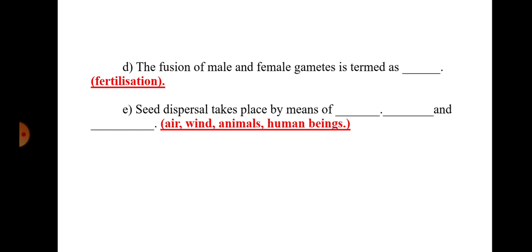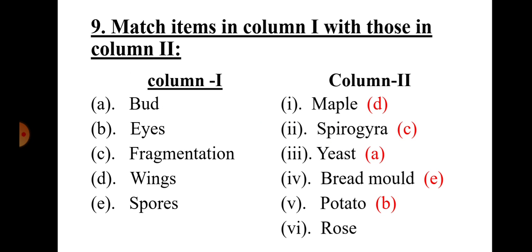Then we go to the 9th question in your book. Match the items in column 1 with those in column 2. Column 1: A. Bud, B. Eyes, C. Fragmentation, D. Wings, E. Spores. Column 2: 1. Maple, 2. Spirogyra, 3. Yeast, 4. Bread mold, 5. Potato, 6. Rose. Okay, column 1 is matched to column 2.